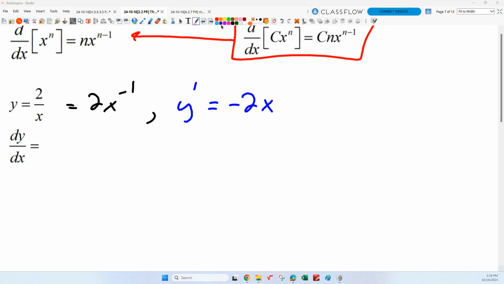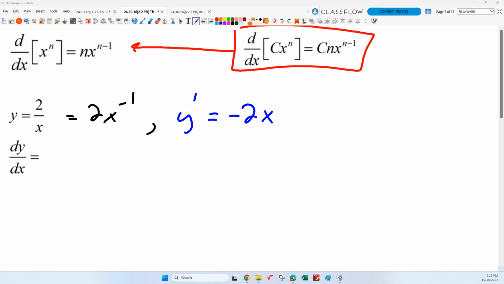Negative 2 x to the... What's my rule say I do? I subtract 1. Negative 1 minus 1 is negative 2. There's my answer. If I want to write that without negative exponents, I would just write it like that. Okay? See?